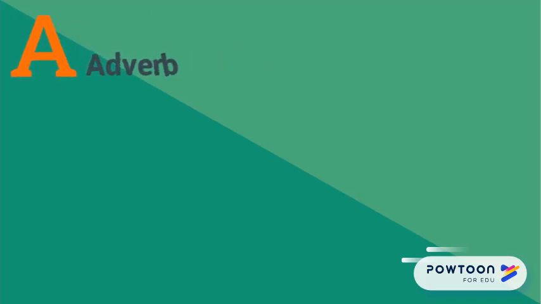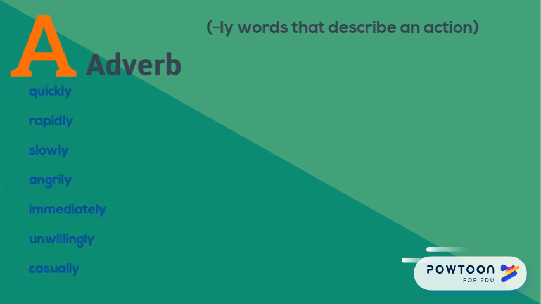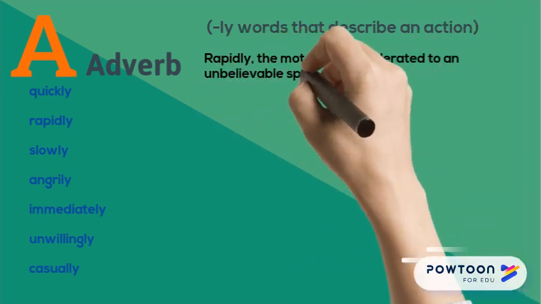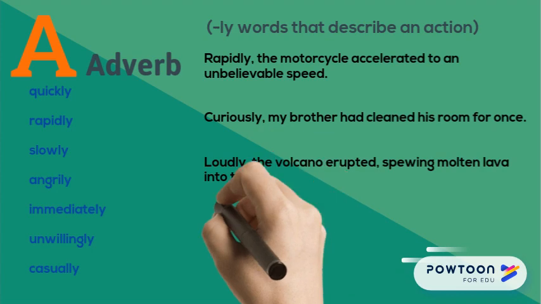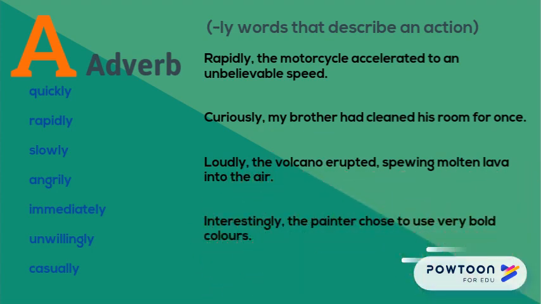You could use an A opener or an adverb opener. Quickly, rapidly, slowly, angrily, immediately, unwittingly, casually. See the pattern? They all end in ly. And they're words to describe an action, how something is done. Such as, rapidly the motorcycle accelerated to an unbelievable speed.